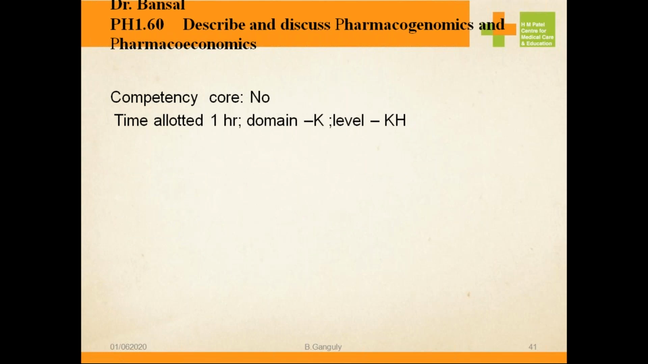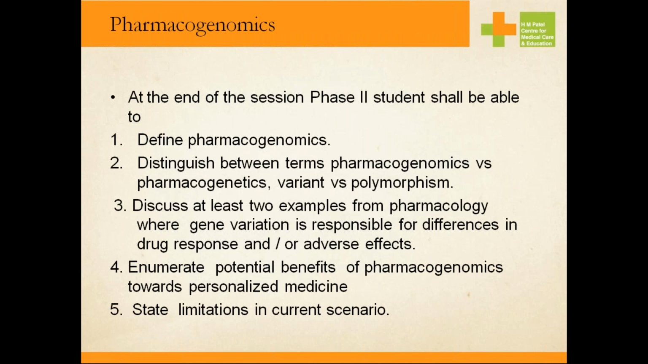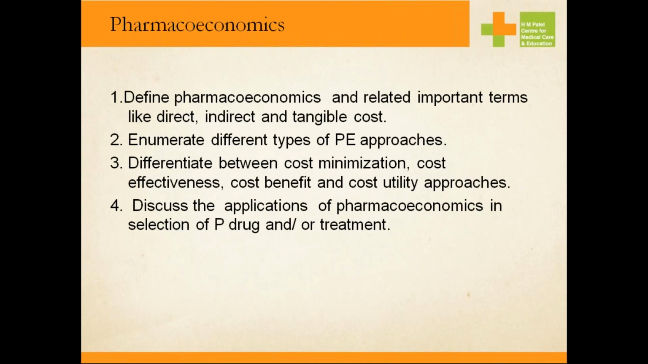Then coming to pharmacogenomics and pharmacoeconomics, the competency is non-core. Fine, domain is knowledge, level knows how. Here is a question from my side, I may be wrong, but it can be explained: when it is non-core, pharmacogenomics knows how, I am not able to get it. At the end of the session, the SLOs were mentioned, but where the questions that have been set should be placed, whether in formative or summative assessment, was not clear.